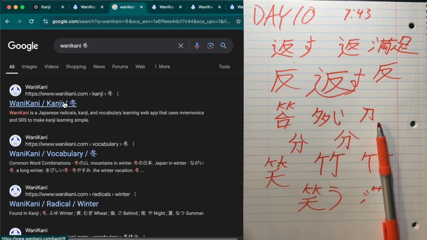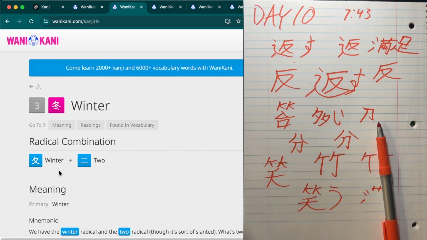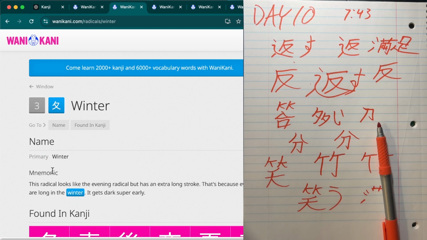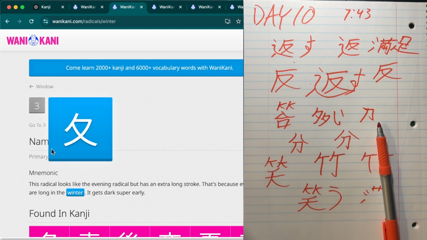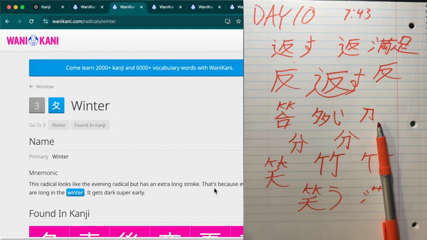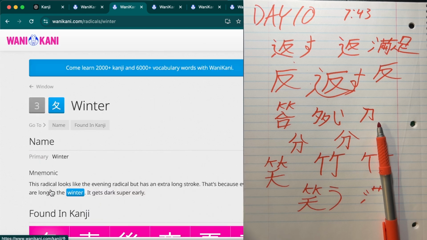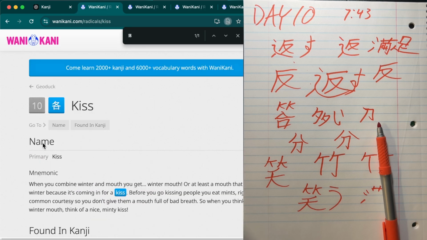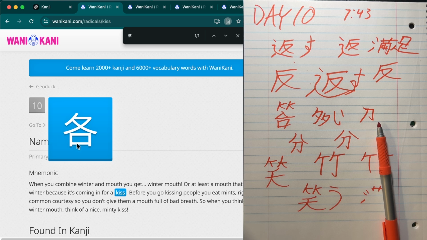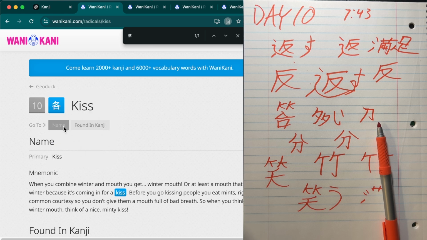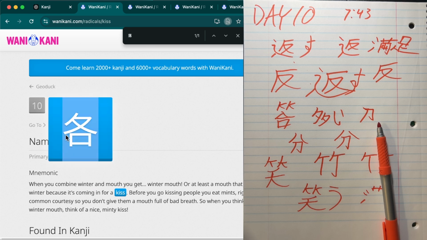Fuyu has these extra strokes there too. This radical looks like the evening radical, but has an extra long stroke. Oh, that's true, huh? I didn't even think of it that way. That's because evenings are long in the winter. Winter and then two on the bottom. Nice. And then this one has the winter radical plus kuchi right there. And they're calling it kiss, but let's find out if it has any.